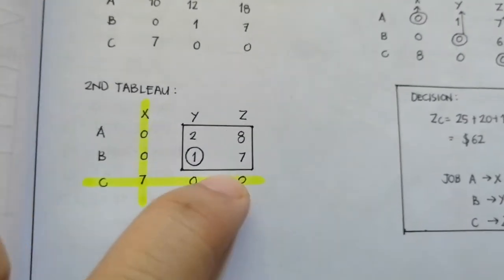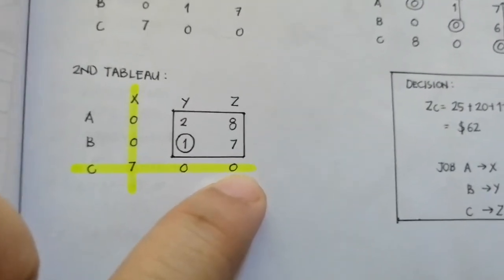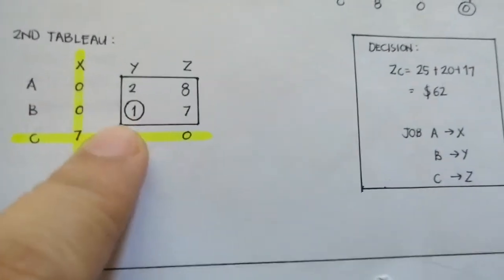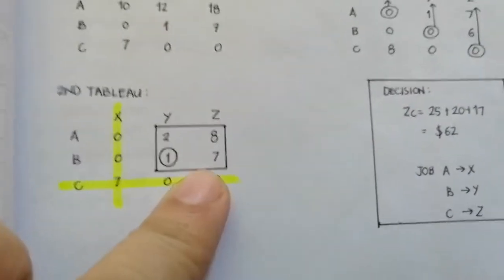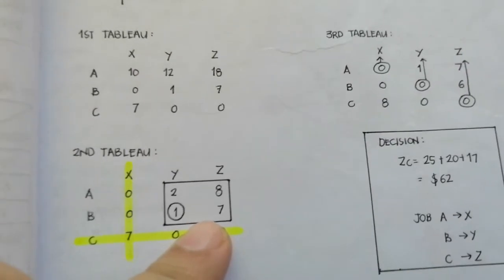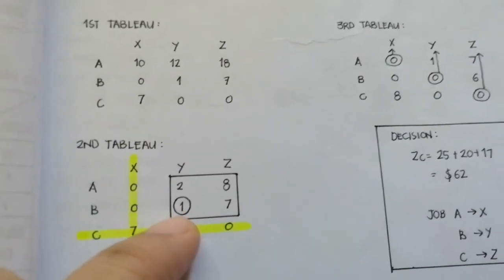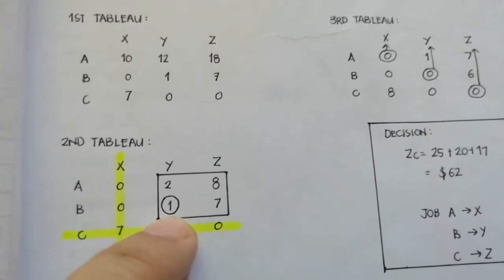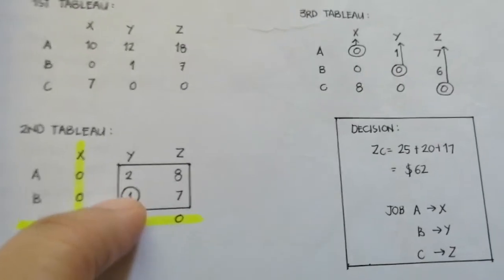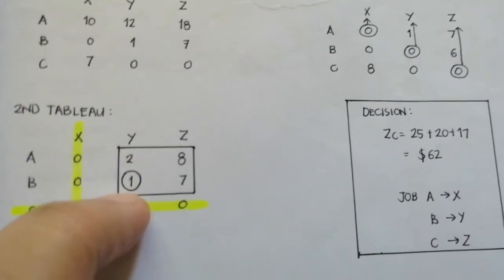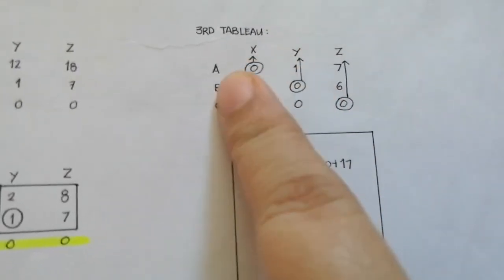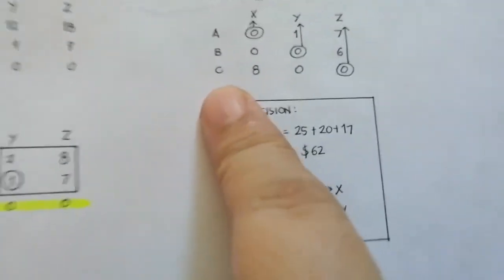The same manner here, we have two 0s. Half of 3 is 1.5, so it's greater, we cross it out. So we have a rectangular 2 by 2 matrix. In this case, same as what we did previously, we choose the lowest, which is 1, and deduct it from all the elements in this 2 by 2 value. So 2 minus 1, 1 minus 1, 8 minus 1, and 7 minus 1. So here it is. And this is the last tableau.